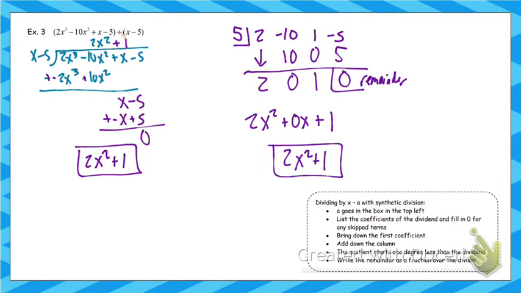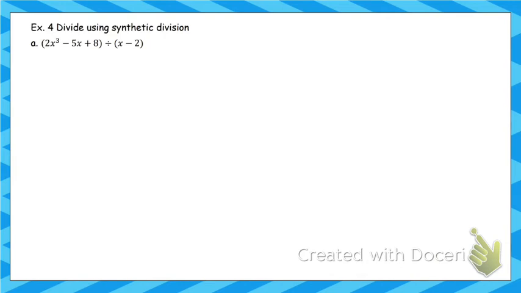All right, let's try another one with synthetic division. If I'm dividing by x minus 2, positive 2 goes in my little top left. Then I write my coefficients. But again, I need to be careful and make sure there are no skipped numbers. If you notice, there are not any x squareds listed. I have to fill in the 0 for that x squared. So then I have 2, 0, negative 5, and 8, and those are my coefficients.